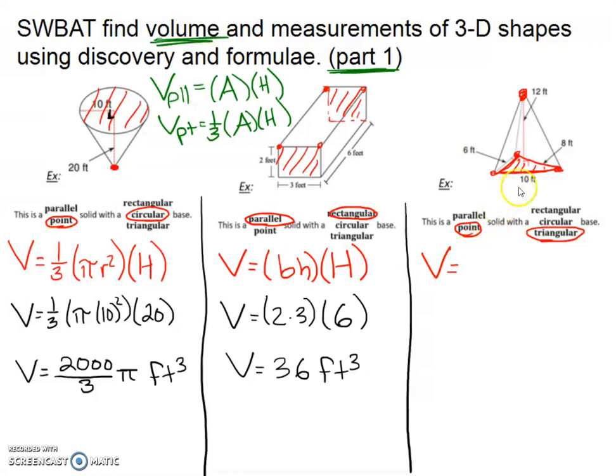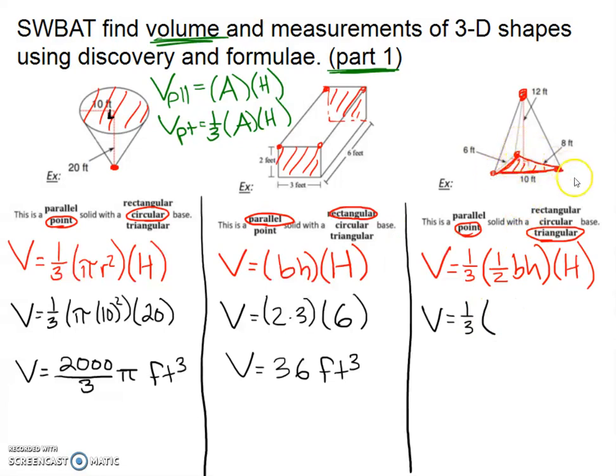So volume equals, point solid starts with a 1/3. Triangular base means the area of the base is 1/2 base times height. You might not like the two fractions here, but they tell a story. And then the height of the entire shape. I'm going to start plugging in numbers. We've got 1/3.